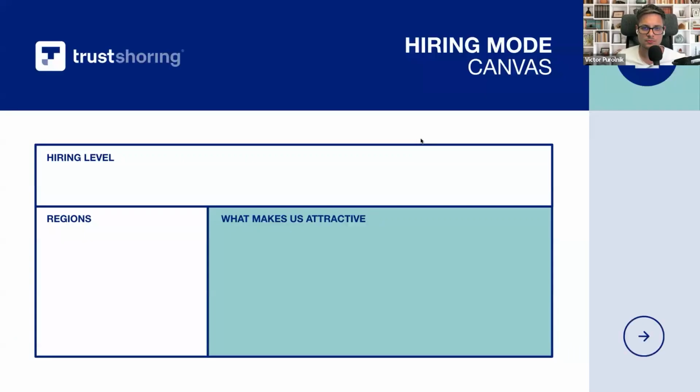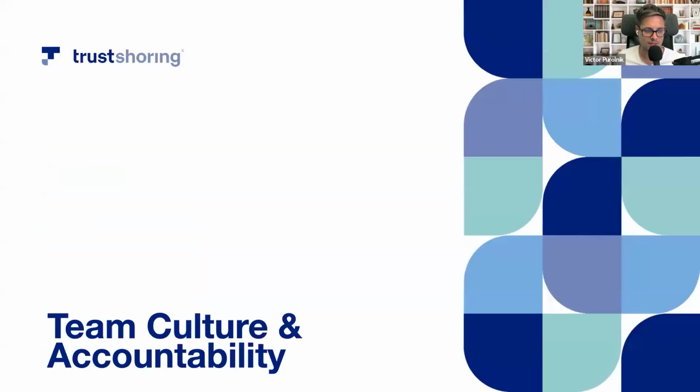Now, that is what the hiring mode canvas does in our workbook. So you can fill out this section here. It's like what makes us attractive. You can note that down based on the criteria that we just had. And now we'll go into the next, which is culture and accountability.